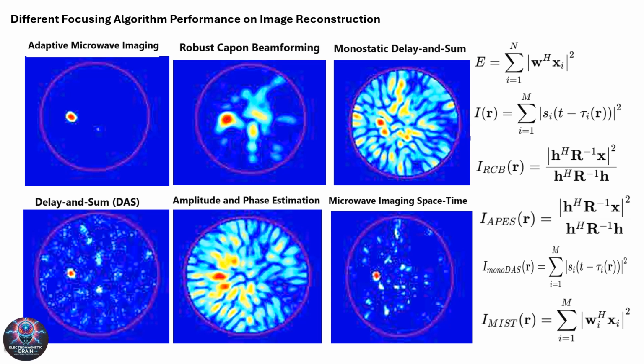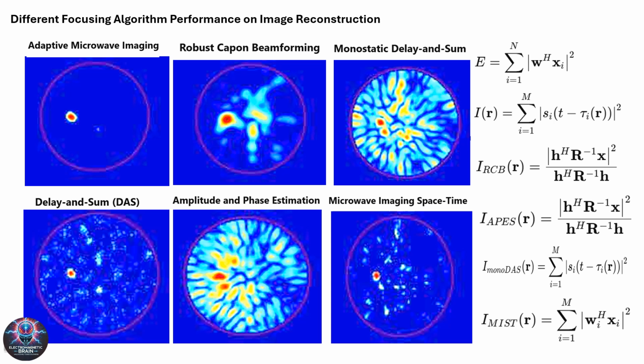MAMI operates in two stages, using a robust Capon beamforming approach. The intensity, denoted by E, is calculated by summing the backscattered energy, weighted to reduce noise and interference. You can see the clear detection of the target with high resolution and minimal noise. Its formula is displayed on the right-hand side, where W is the adaptive weight vector. MAMI's precision stands out, offering excellent clarity with almost no clutter around the target.